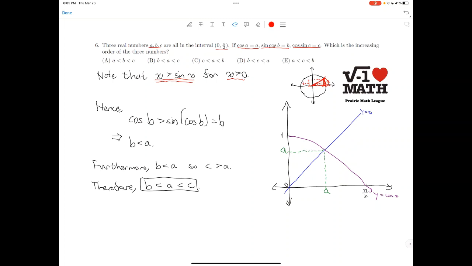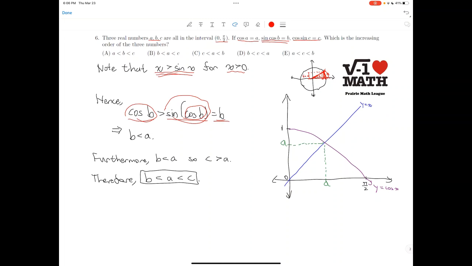Now we can use this. From this equation, we have B is equal to sine of cosine of B. Now, as we just saw, this means that sine of cosine of B is less than just cosine of B. Hence, cosine B is greater than B. Now we examine the second diagram here. Notice that this is just the graphs of y equals cos x and y equals x. Now, note that the solution is, of course, A, since cosine of A is equal to A has this solution here.